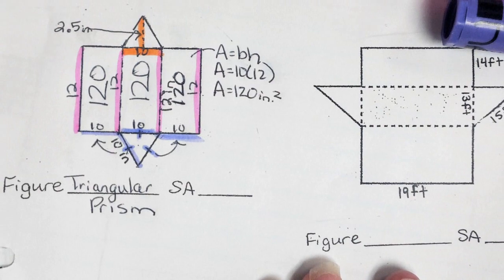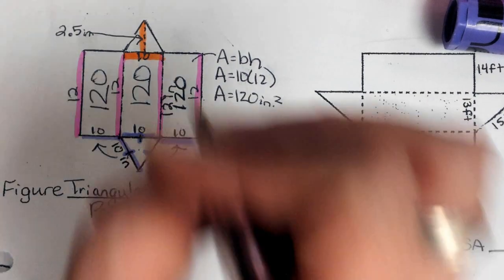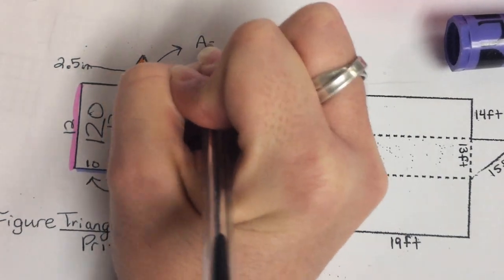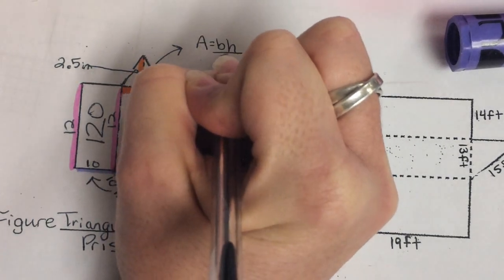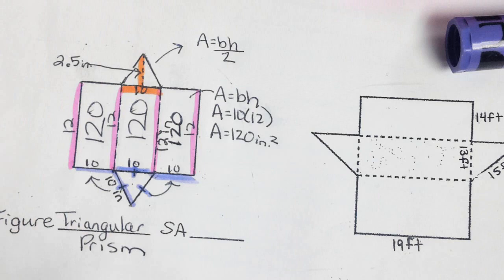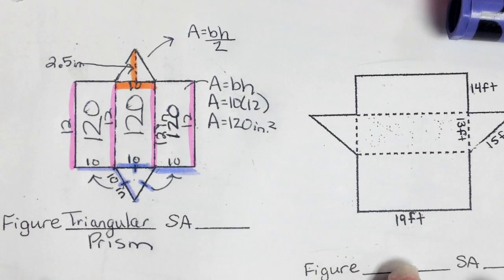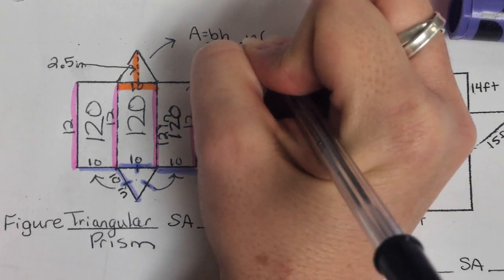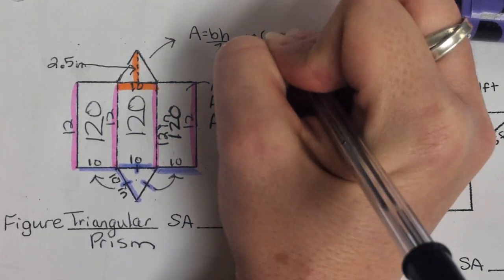Now, you see how I split it up? Everybody good? Okay. Now, think about the formula for a triangle, though. Base times height divided by 2. That's the one thing that a lot of people forget. Okay. Base is 10, height is 2.5.